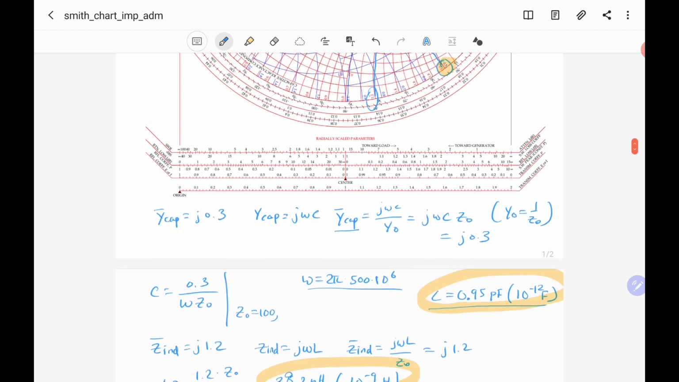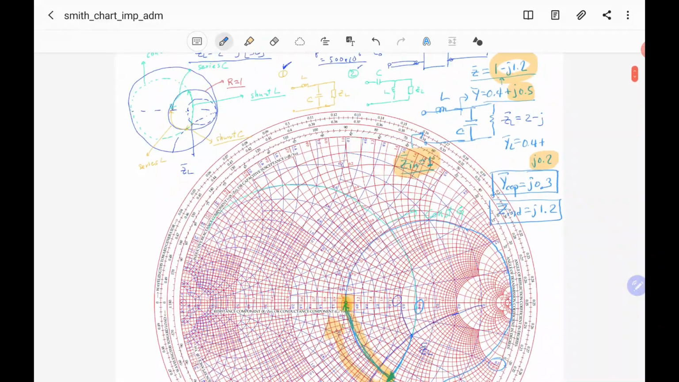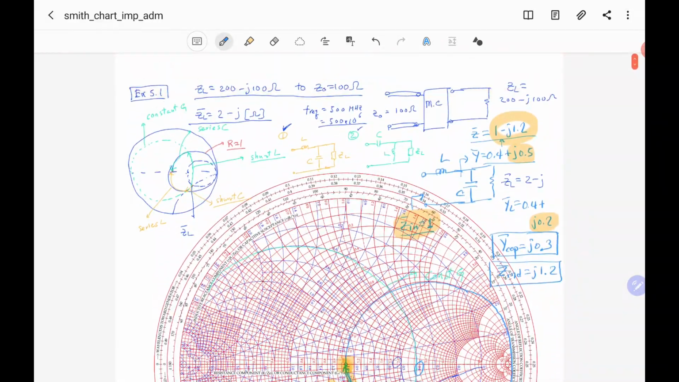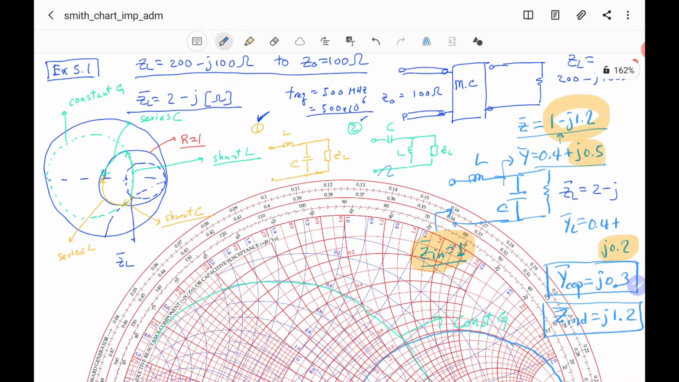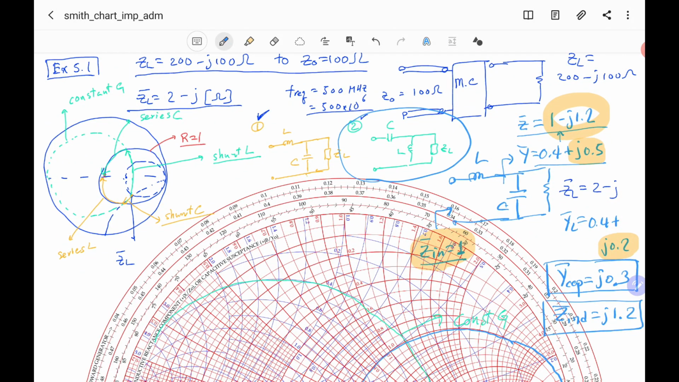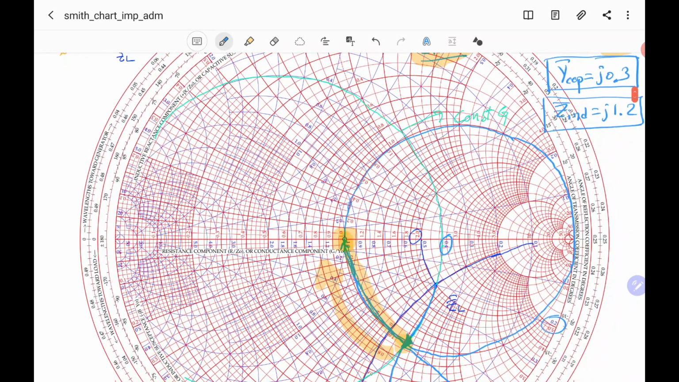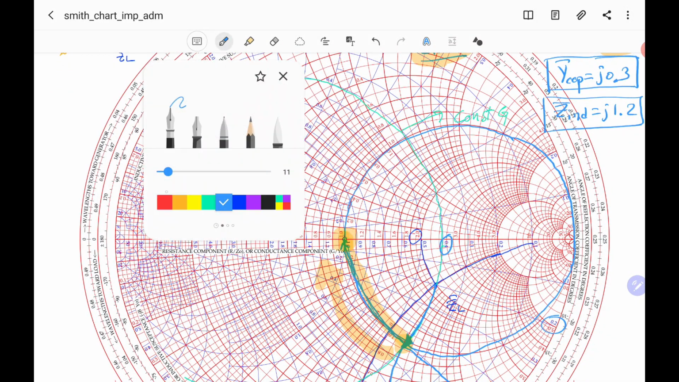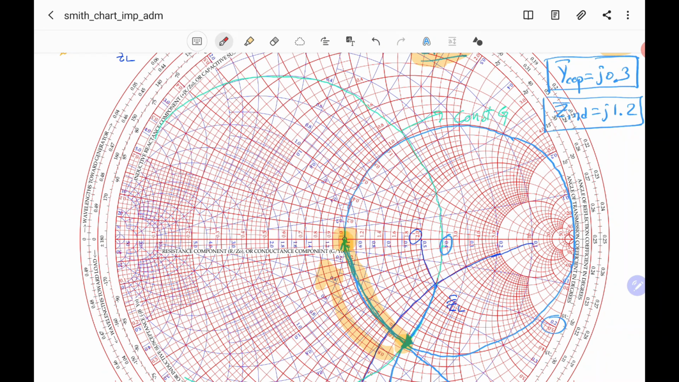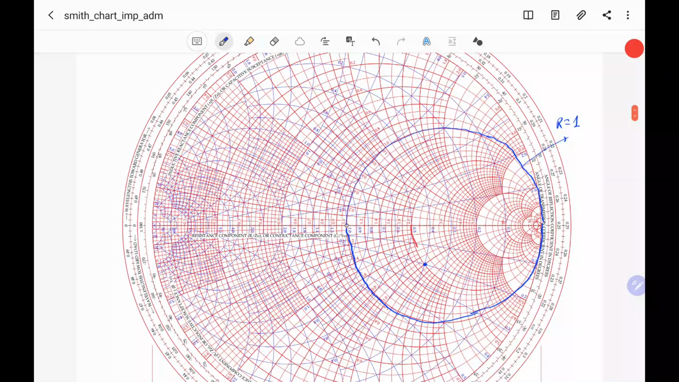And then let's see the second topology here. This is the opposite way. It starts from shunt L. So it moves up and down.